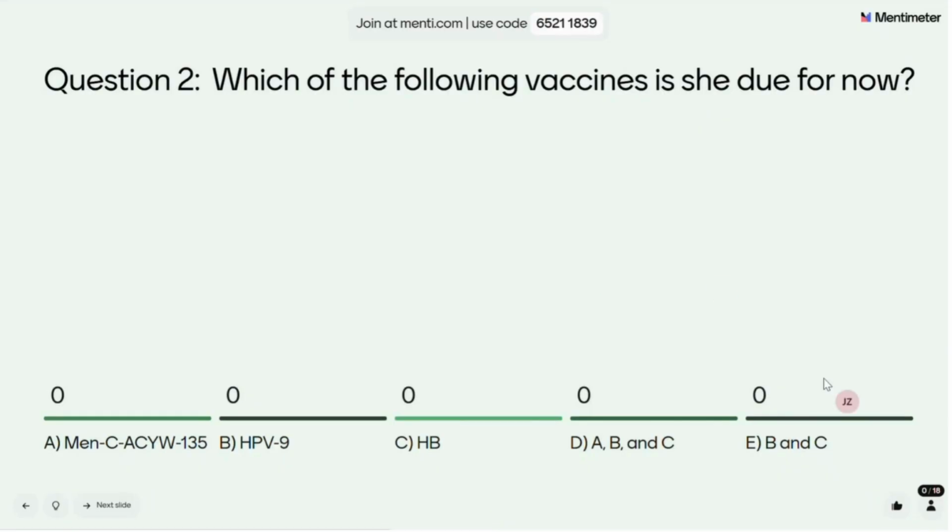HPV 9 and Hep B. And again, MEN-CC at 11 months, MEN-CACYW at 12 months of age, and then Hep B at 12 years, 6 months, and HPV 9 at 12 years and 8 months.